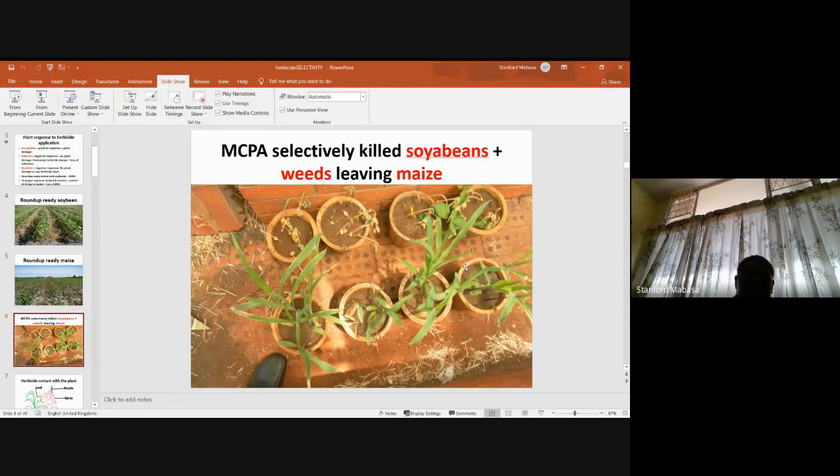We have MCPA selectivity, which can selectively kill soybeans. Kill soybeans and weeds leaving maize. So on this slide, you can see that the soybean was damaged by MCPA, but maize survived. This is also another form of selectivity.